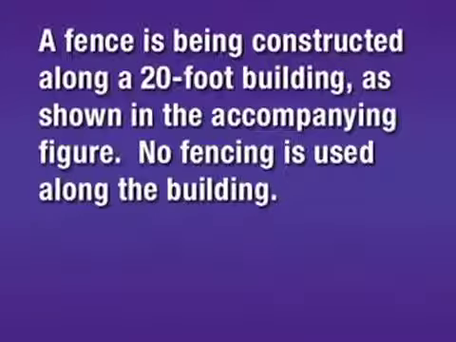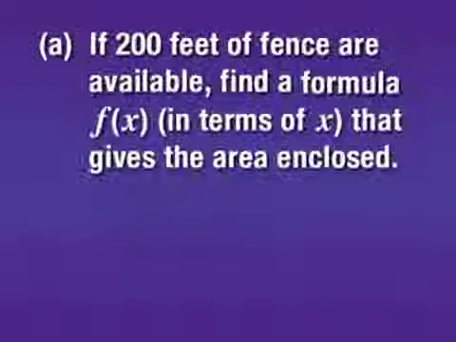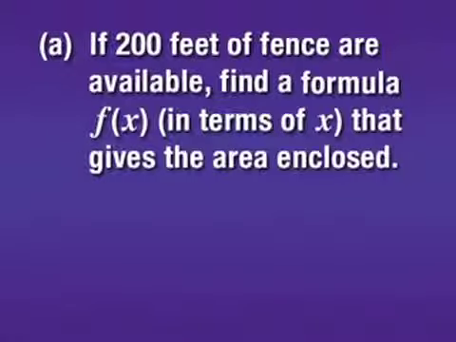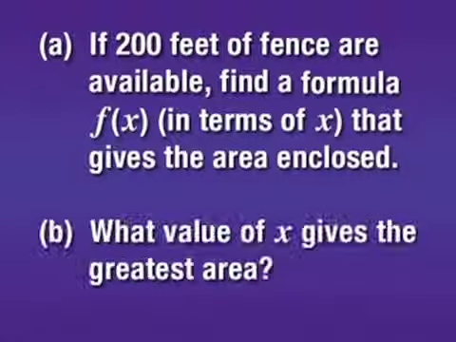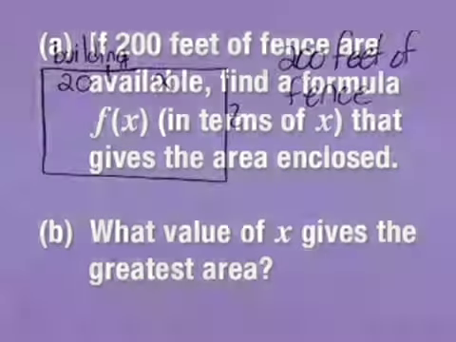A fence is being constructed along a 20-foot building as shown on the board. No fencing is used along the building. Part A. If 200 feet of fence are available, find a formula f of x that gives the area enclosed. Part B. Find the value of x that gives the greatest area.